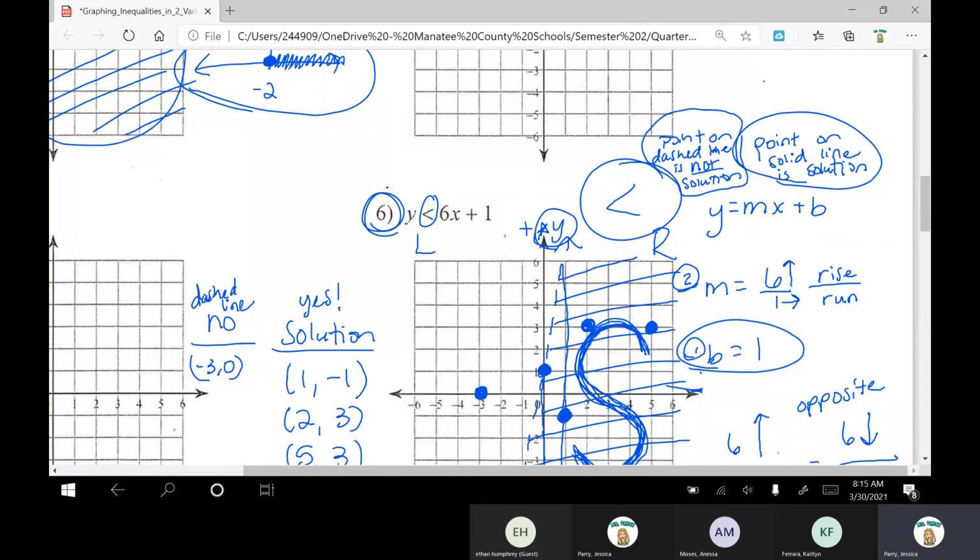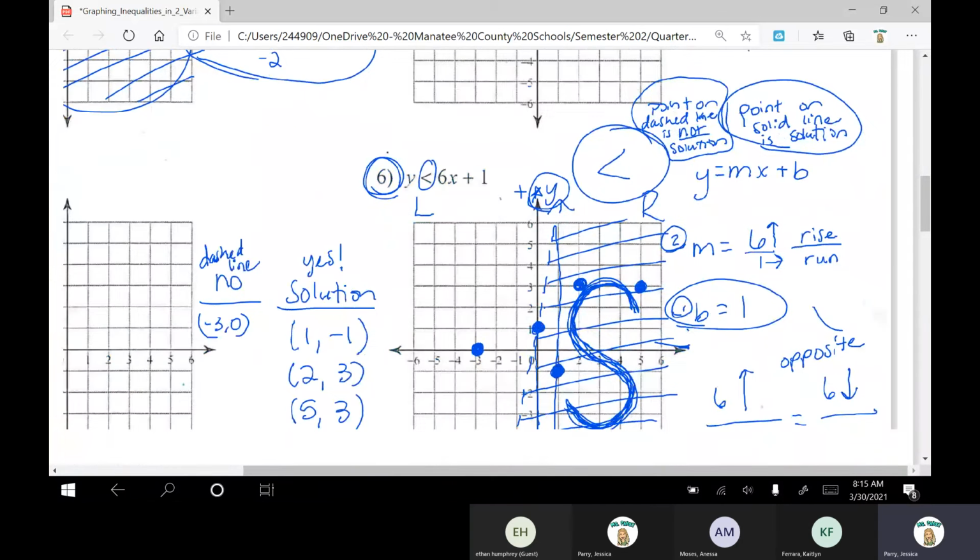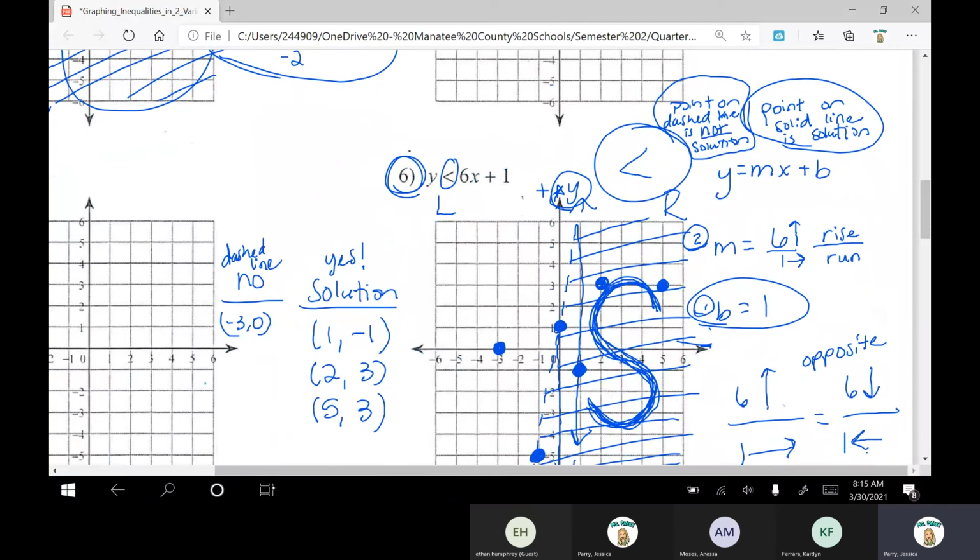Okay, so I know we don't really have any questions like that on our assignment for today, but it's still really important for you guys to know and understand what's a solution, what is not a solution. Anything in the shaded area is always a solution. Sometimes dots on the line are solutions. Sometimes dots on the line are not a solution. If it's on a dashed line, not a solution. Solid line, yes, it's a solution.